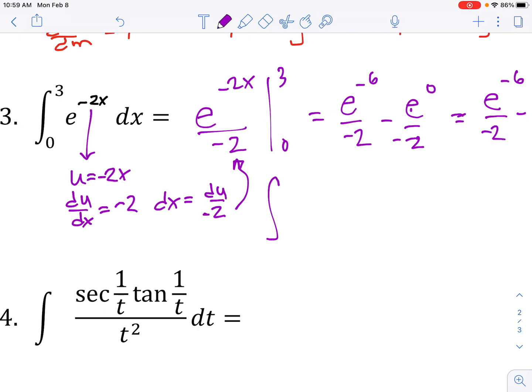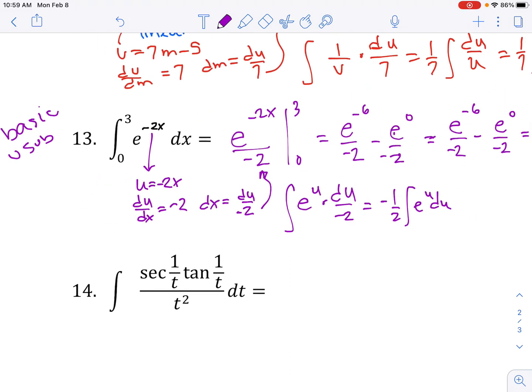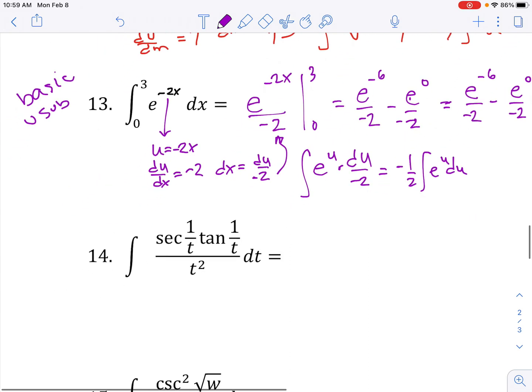So we are integrating e to the u times du over negative 2, which is the same thing as saying negative 1/2 e to the u du, which gets us what you see that we came up with using the basic rules.